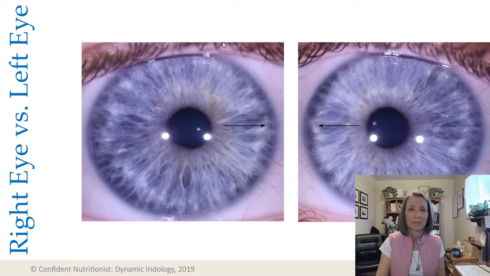I want to share with you some of the foundations of eye anatomy today. Understanding the anatomy of the eye makes it so much easier to become a great iridologist. The first thing we need to recognize when we are looking at eyes is how do we tell if it's a right eye or a left eye?